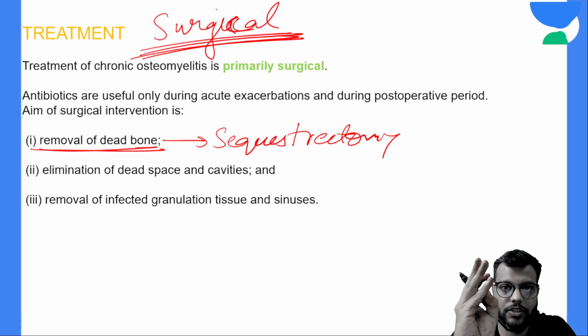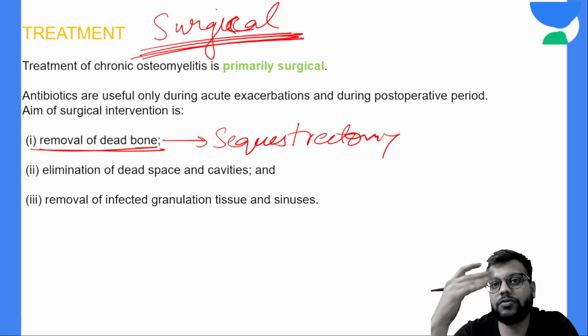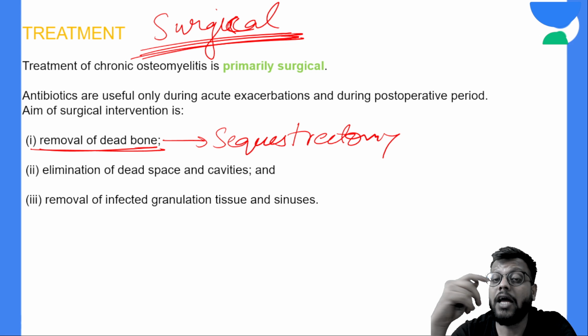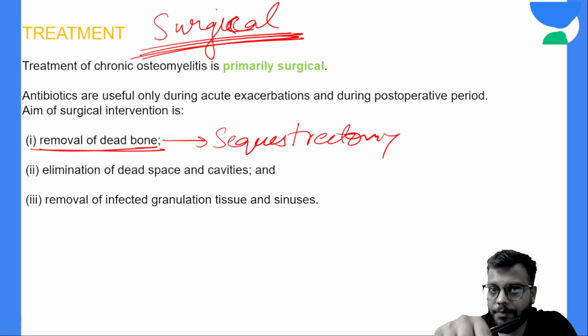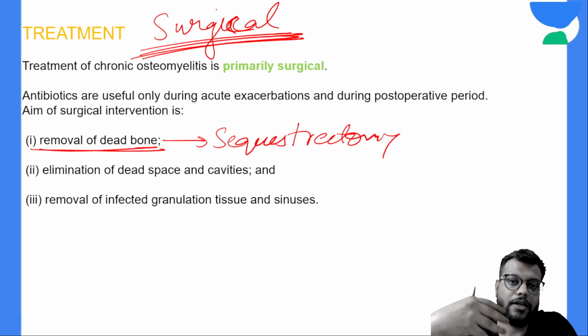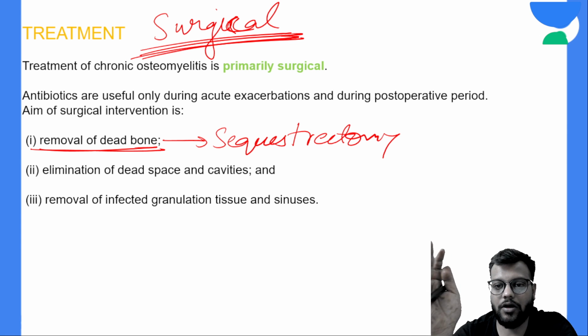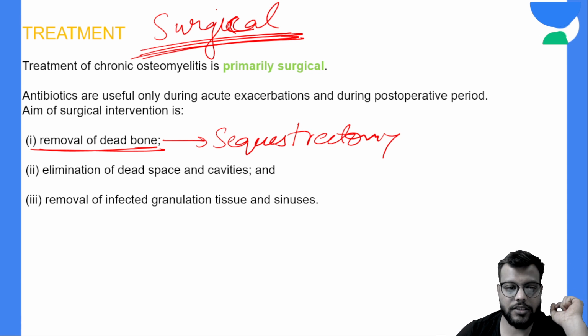You do the surgery, you send the sample for culture and sensitivity, you start the antibiotics at least for 6 to 8 weeks. Then after the report of the culture and sensitivity, you change or modify the antibiotics according to that report. Okay, now sequestrectomy कर सकते हैं.